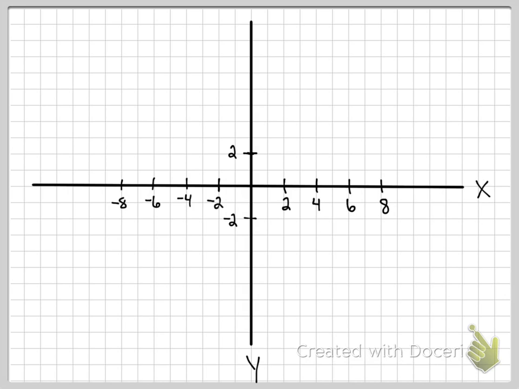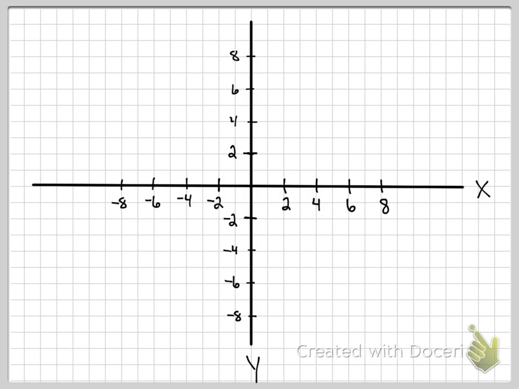Now we number Y the same way. We skip 1, 2, 4, 6, and 8, and we make sure we're skipping in between each one. And then in the negatives, we skip 1.